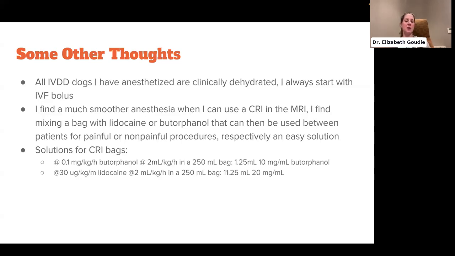So for 0.1 mg per kg per hour of butorphanol running at 2 mL per kg per hour, which again gives you plenty of wiggle room to use your regular fluids, in a 250 mL bag, I add 1.25 mL of 10 mg per mL butorphanol. And then if you want 30 mcg per kg per minute, which is what I usually start with my lidocaine at 2 mL per kg per hour in a 250 mL bag, that's 11.25 mL of 20 mg per mL lidocaine.